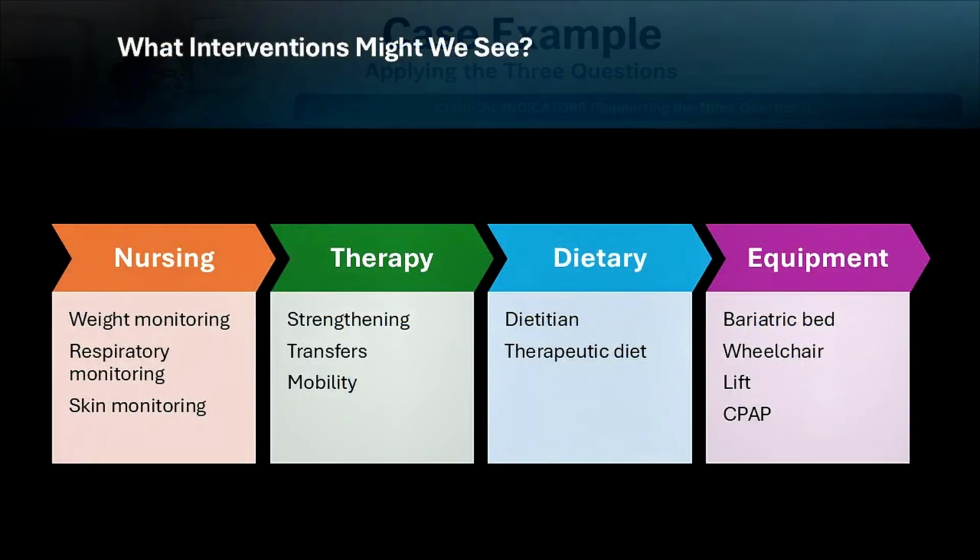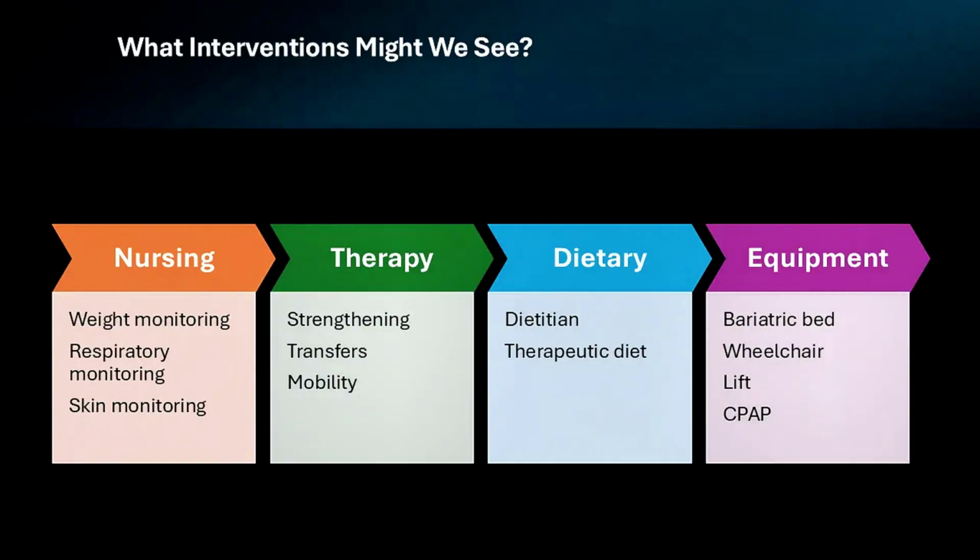Once morbid obesity has been identified, there may be several interventions in place to help support the resident's health and function. Depending on the resident's needs, this may include nursing monitoring, therapy services, dietary involvement, and the use of specialized equipment such as bariatric beds, bariatric wheelchairs, mechanical lifts, or CPAP and BiPAP devices. The goal is to help reduce risk, support function, and promote the highest practicable level of well-being.